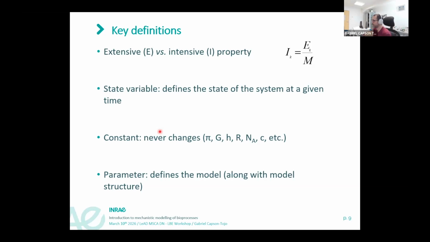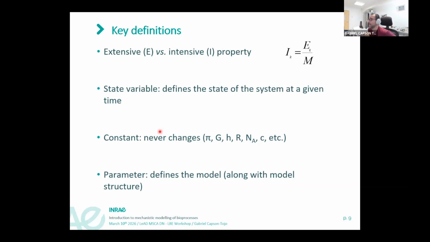An intensive property is normalized. A concentration, for example. If you have 1 gram per liter in a 1 liter reactor, if you increase the size of the reactor to 1 cubic meter, you're still going to have 1 gram per liter of concentration. The mass analogy doesn't work because mass, again, is extensive.